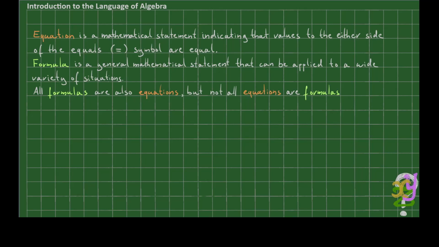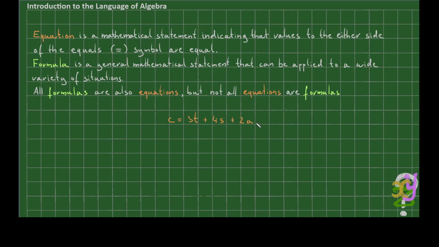Previously, I constructed an equation to calculate the price of tacos, apples, and sandwiches. Let me bring that equation back. And here it is. It is a nice little equation, but it is not a formula. Why is that? Because this equation applies to one scenario only. It applies to that one specific price board. A formula applies to a wide variety of situations.